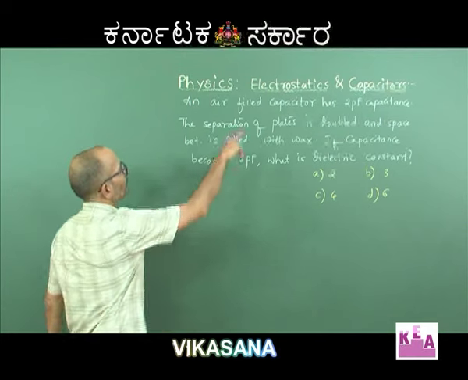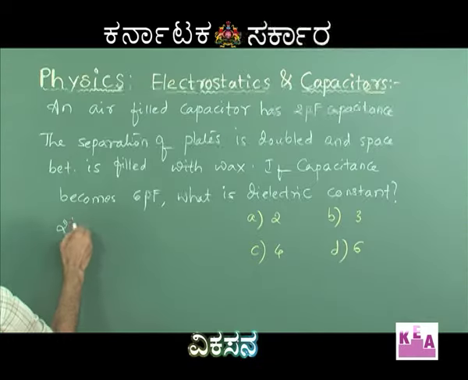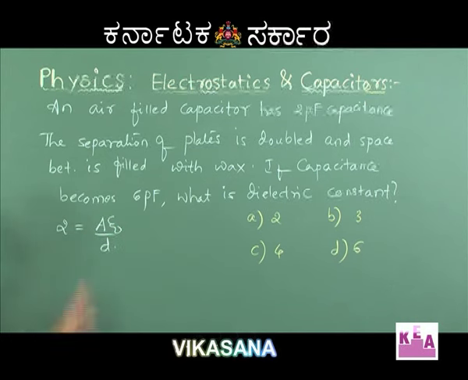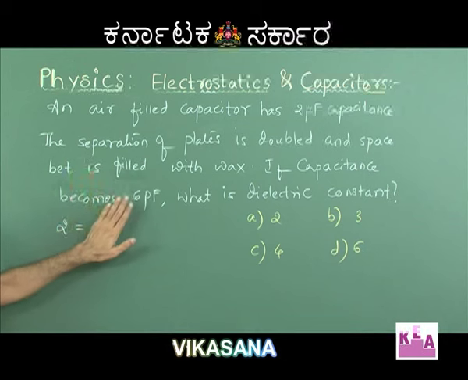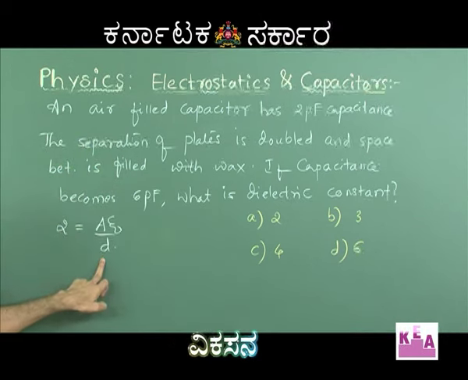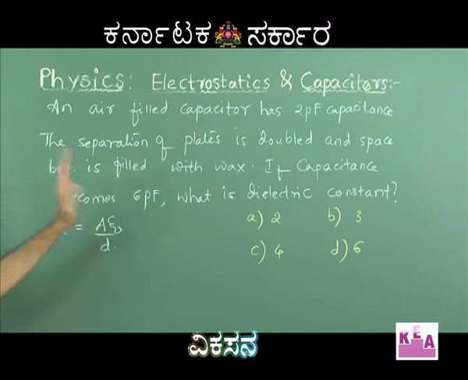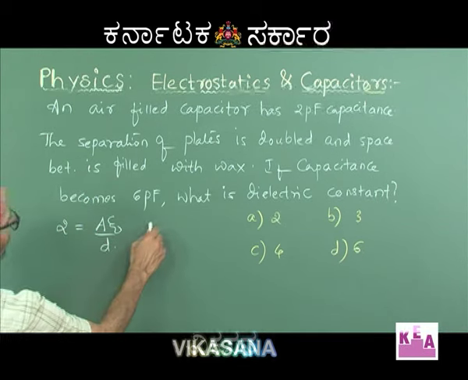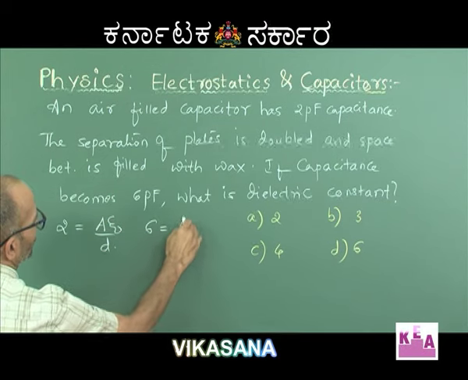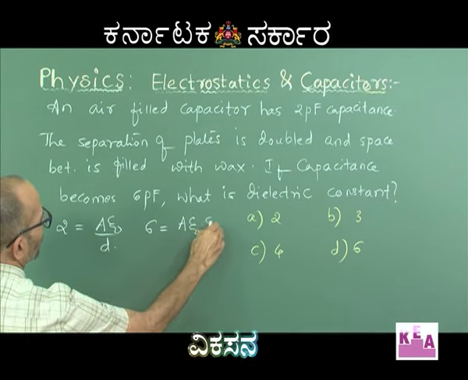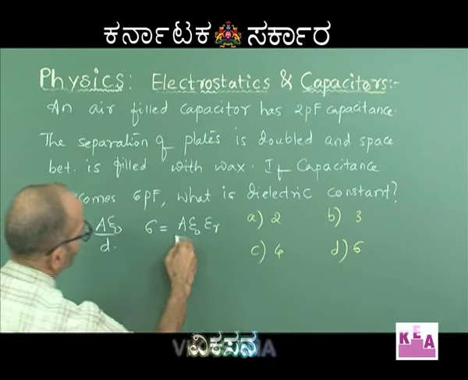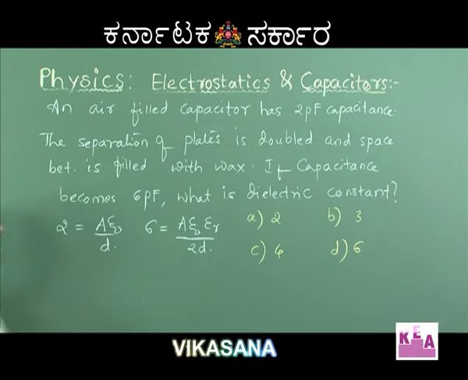First one, it is 2 picofarads equal to A epsilon naught divided by D. A is the plate area. I have written only epsilon naught because it is an air filled capacitor, and D is the separation. Now, you have doubled the separation and you have used the wax as a dielectric. So, the new capacitance, 6 picofarads, that he has assured, should be written as A epsilon naught epsilon r, epsilon r standing for the dielectric constant of that wax which you want to find out, divided by 2D.